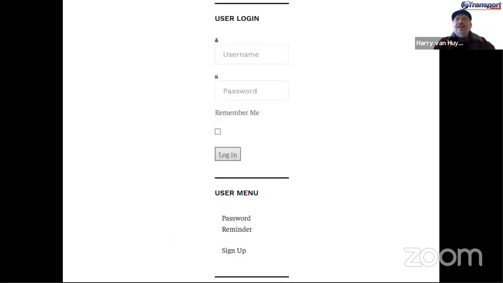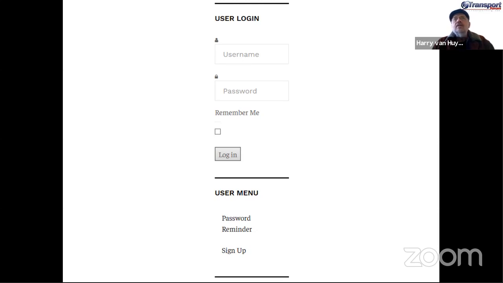You need to log in to access the presentations. Should you not have an account yet, you can select sign up under the user menu and create your own complimentary account. It will send you a confirmation email, and then you can log in with your own username and password.